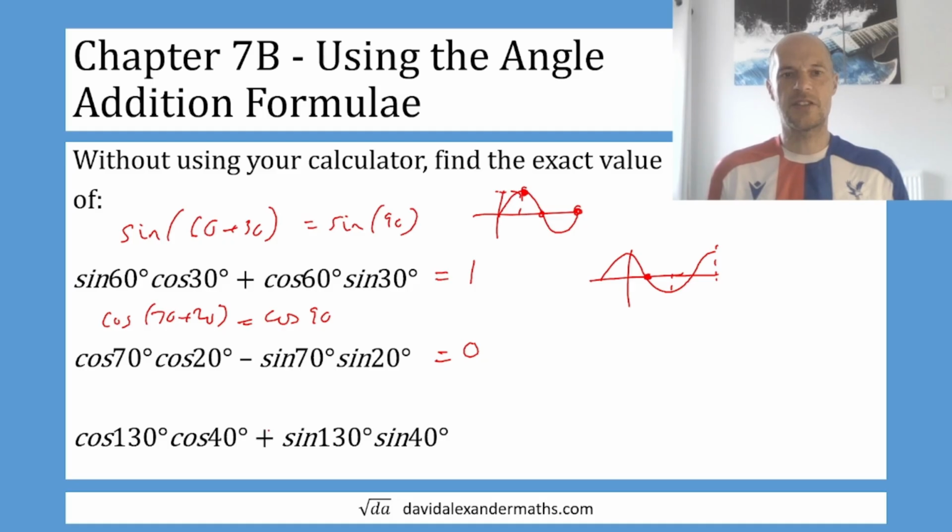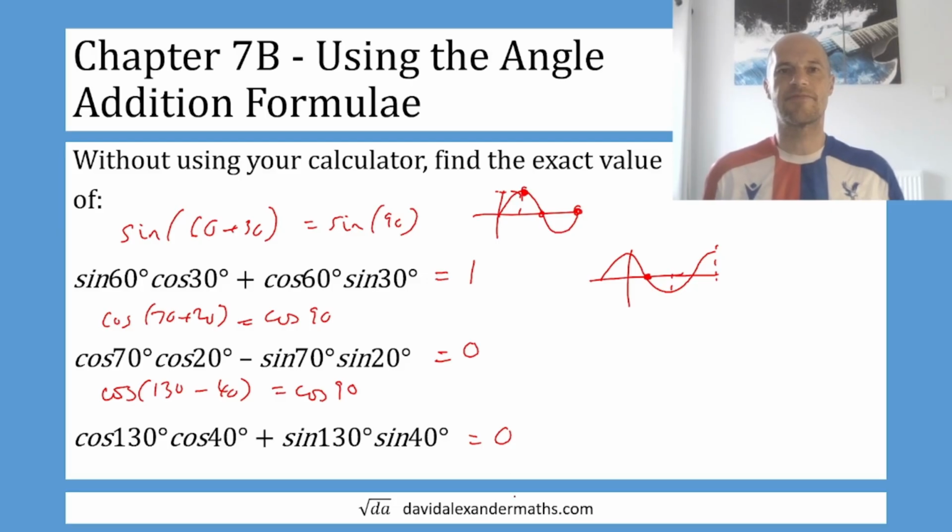Okay, so here we've got a plus sign, so this is going to be the cos of 130 take away 40, which is the cos of 90, which, as we previously established, is also 0.